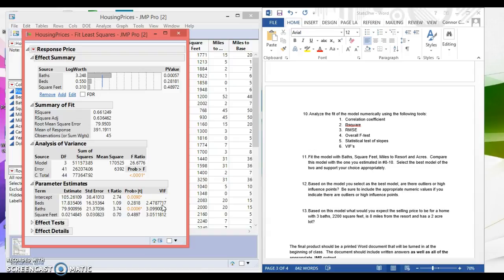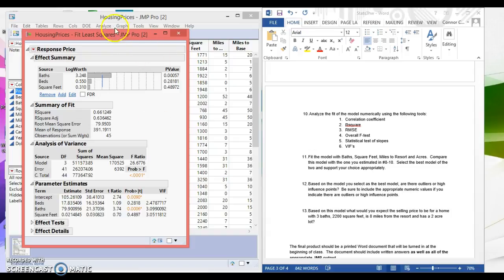There you go. So remember, like I said, anything over 2 starts getting a little dangerous, so just keep that in mind. Closer to 1 the better. Once it gets to 3 and above, that's when you could probably definitely say that multicollinearity is an issue.